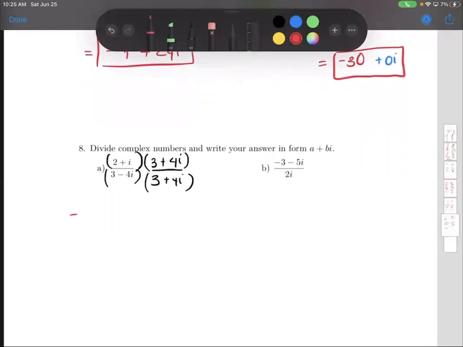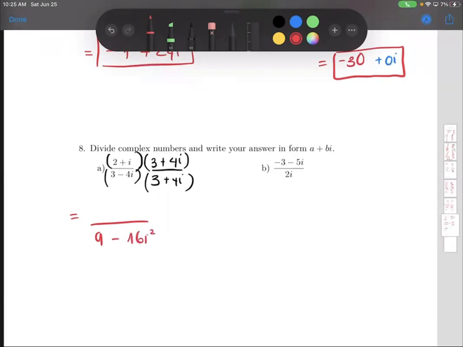In the bottom is the difference of 2 squares, right? A minus b times a plus b. A here is 3, so a squared is 9 minus b squared. What's b squared? 4i quantity squared, which is 16i squared, right? Make sure you square the 4 as well.